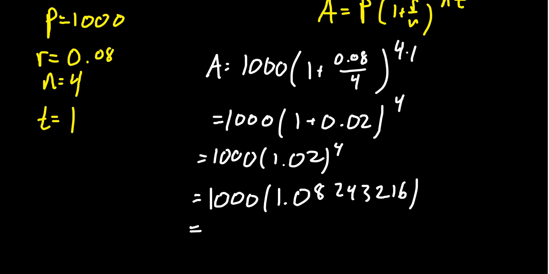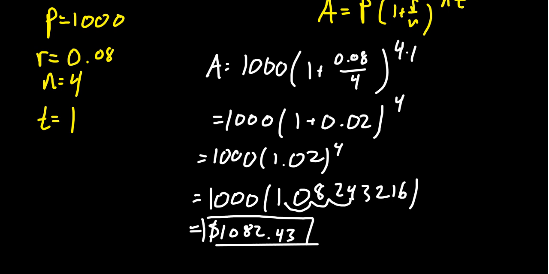So we go 1, 2, 3. And so we end up with 1,082.43. The next decimal would be a 2, so I would round that down. And so this is how much the account should be worth. Notice you get back the original $1,000. The interest that we would have collected over this year is going to be $82.43. And that's pretty nice for not even, I didn't do anything.